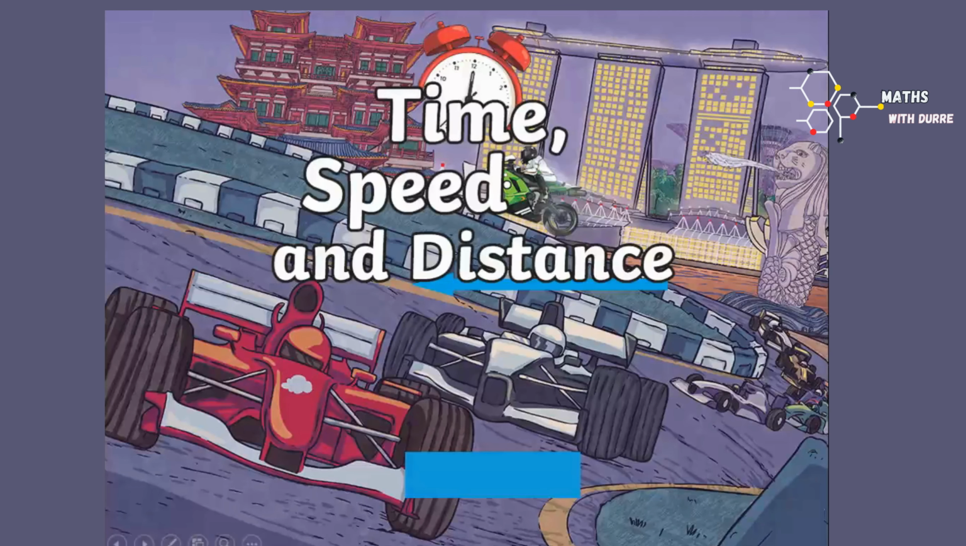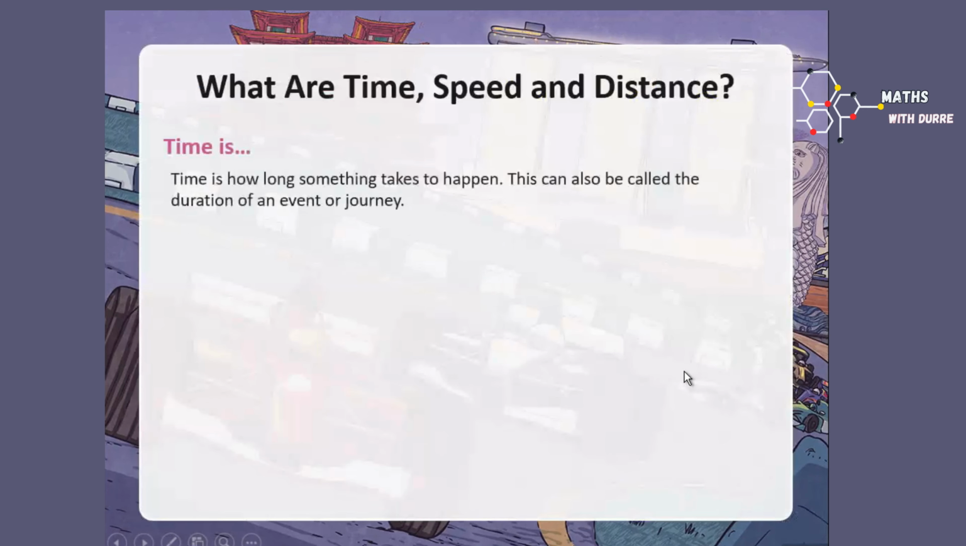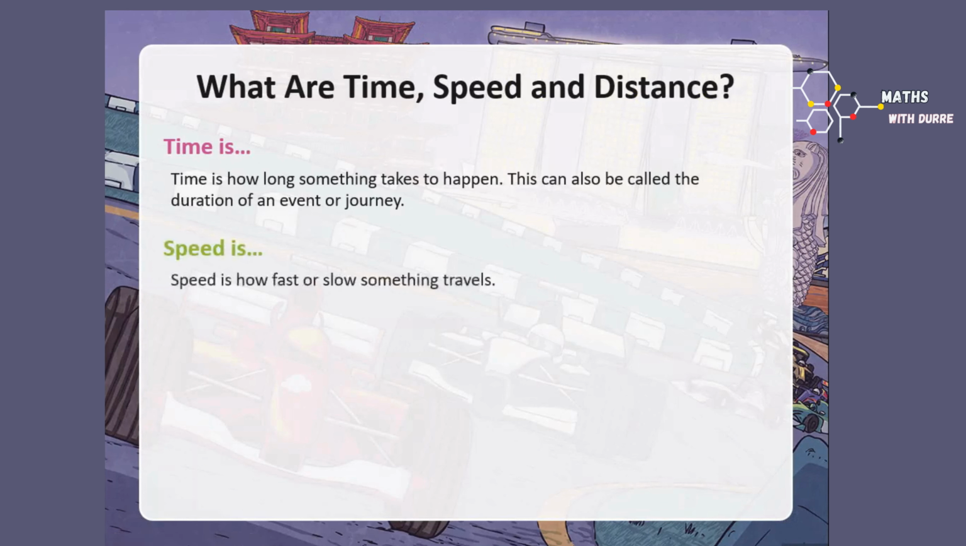In today's lesson, we are going to solve some exciting problems involving time, speed, and distance. Let's recall a few terms. Time. What is time? Time is how long something takes to happen. This can also be called the duration of an event or journey. What is speed? That is how fast or slow something travels.